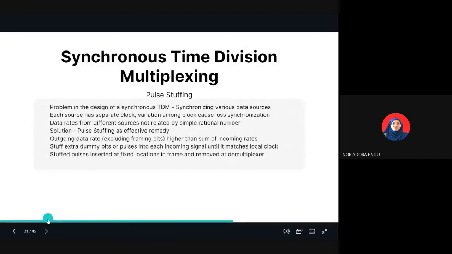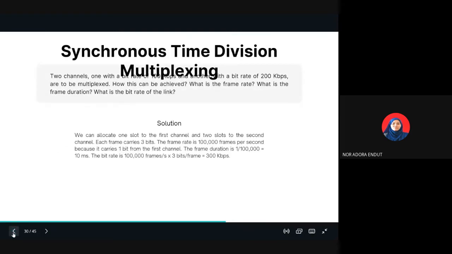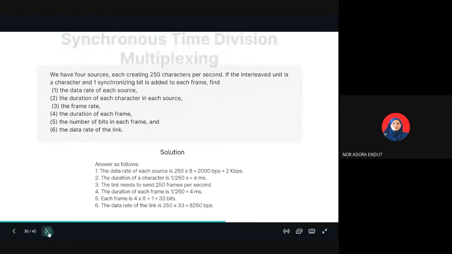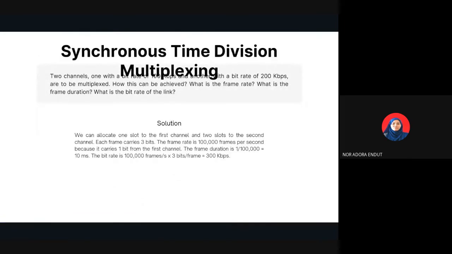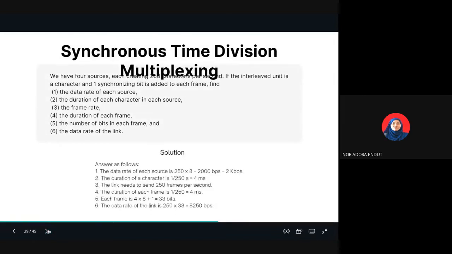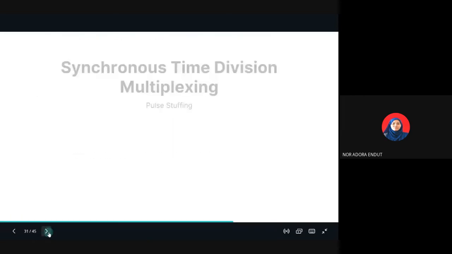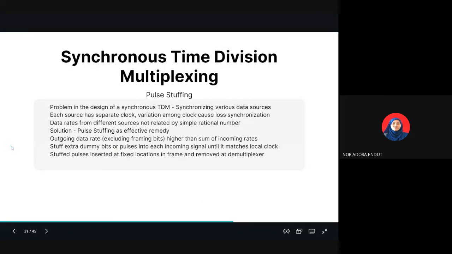Alright, and then sometimes, all this time in these examples all the channels have the same rates. All 1 kilobit per second, all 250 characters. But in real life, maybe not all sources have the same rate, right? So what do we do? What is the solution? Since in TDM we usually synchronize data from various sources and each source has a separate clock, as I said, each source's data rate may not be the same. So how do we make sure all these time slots are correctly synchronized?